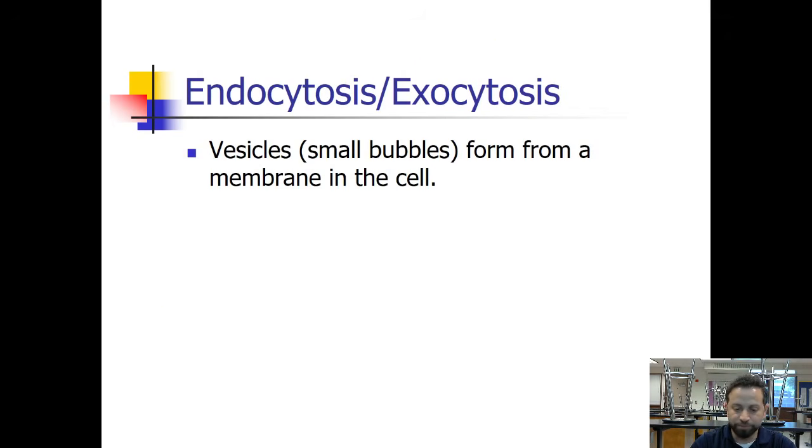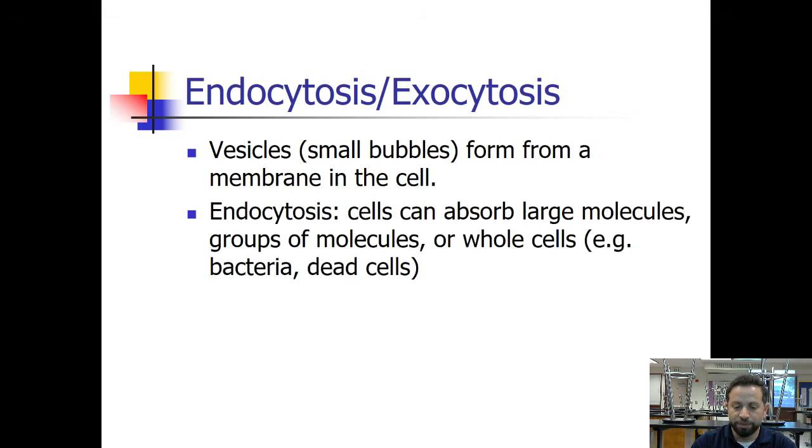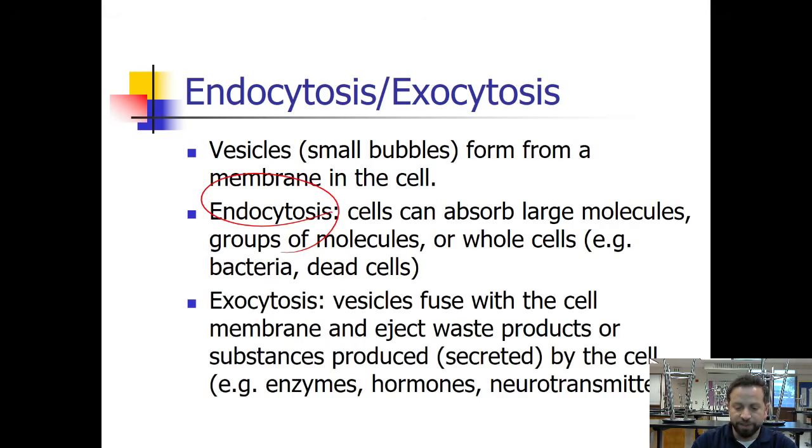Okay? So, like we talked about, vesicles are small bubbles. They form. The membrane sort of forms around it and brings it inside. In endocytosis, cells can absorb large molecules or groups of molecules or whole cells, even dead cells sometimes.